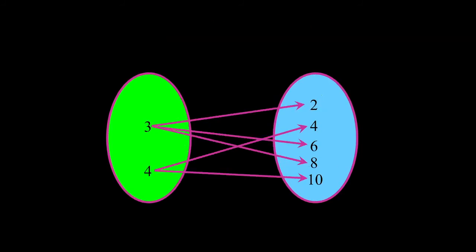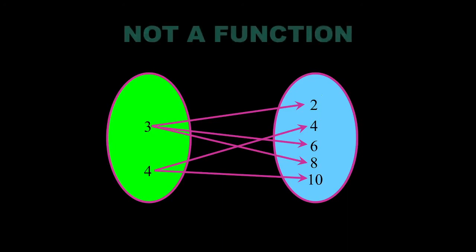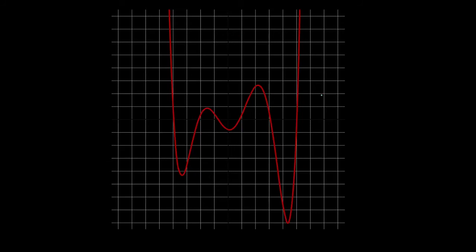Let's have another example. This one. Not a function. And what kind of relation is this? One to many relation. And take note, a one to many relation is not a function. Let's have more exercises. What about this graph? Is this a graph of a function or not a function?